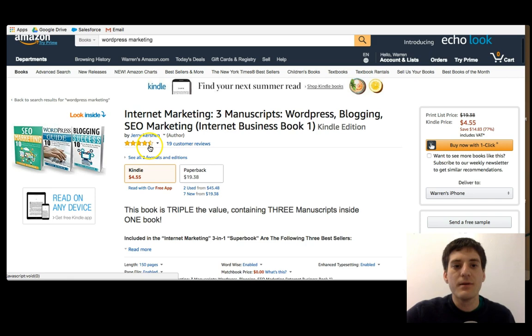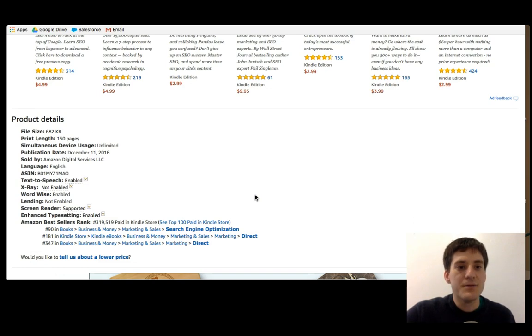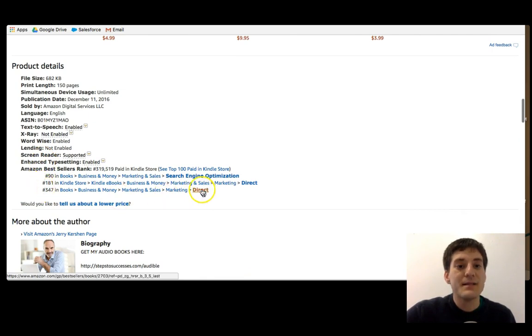Firstly, look at the number of reviews that these books have. And what I recommend you then do is to go down to the bottom right here and look at the Amazon sellers ranking, right? Firstly, and secondly, look at the rankings of these books within these categories. What you will find is that there are many books in the search engine optimization category, and if this book is in the top 100 in this category, it means that it's pretty high up in terms of its status, right? If it's in the top 200 in marketing and direct marketing, that's not too bad.